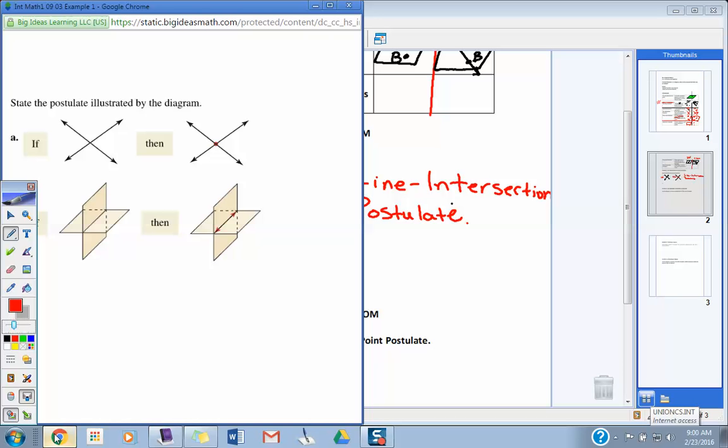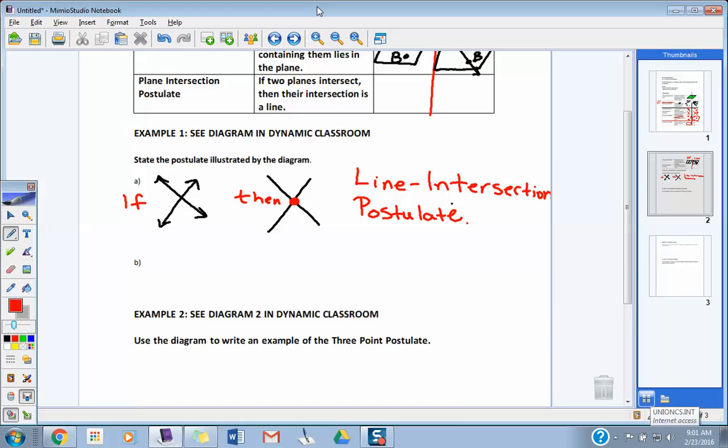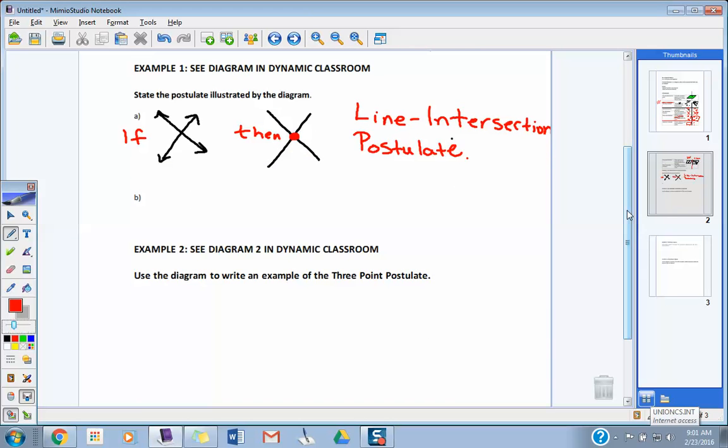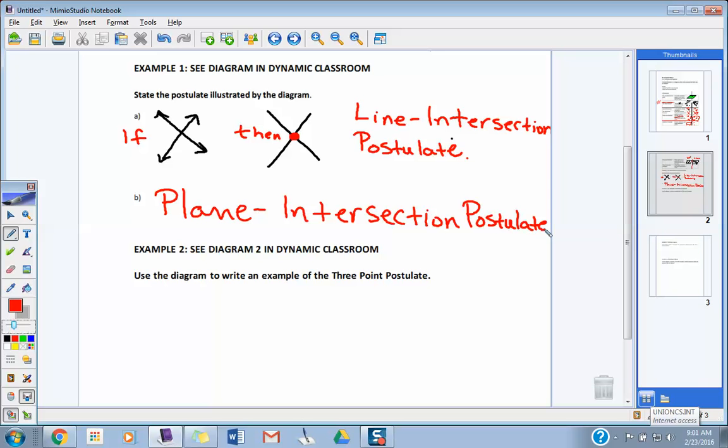So which postulate says if two planes cross, they cross in a line? Two planes are doing what, guys? They're intersecting, right? So what postulate are you calling this? Plane intersection postulate. Not too tough, is it? Not too tough. It's the plane intersection postulate. Plane intersection postulate. Okay?